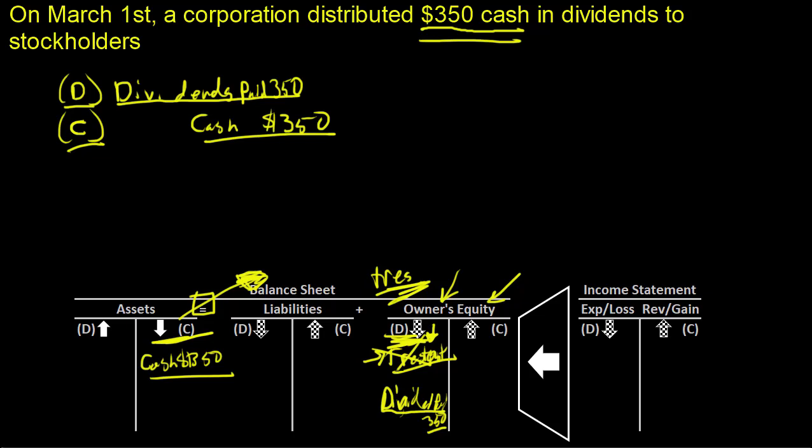But that's not what the problem is. The problem says dividends right here, and so it's a debit to dividends for this.